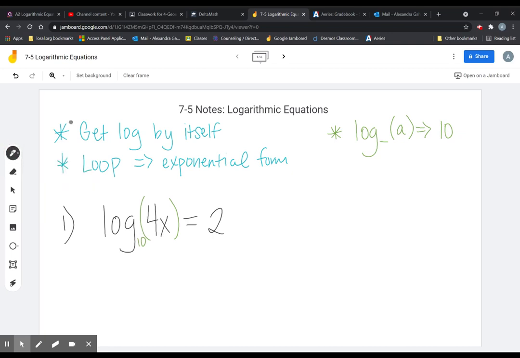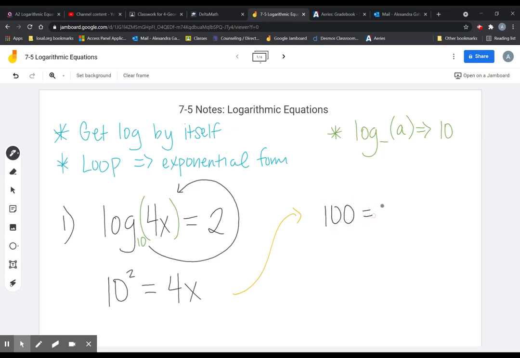So I go ahead and loop to get to exponential form. So it's 10 to the second power is equal to 4x. And then I'm going to move over here. It's 100 is equal to 4x, and we divide both sides by 4. We'll get x is equal to 25.